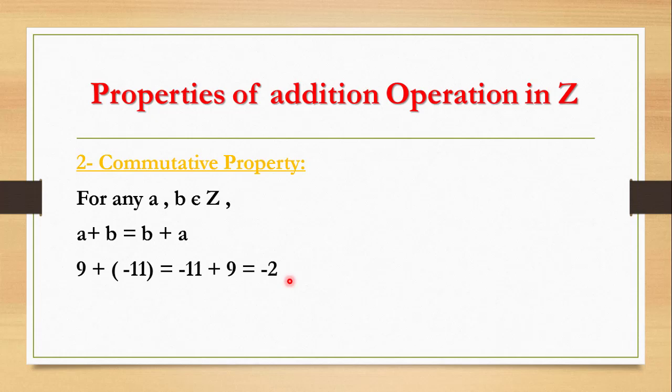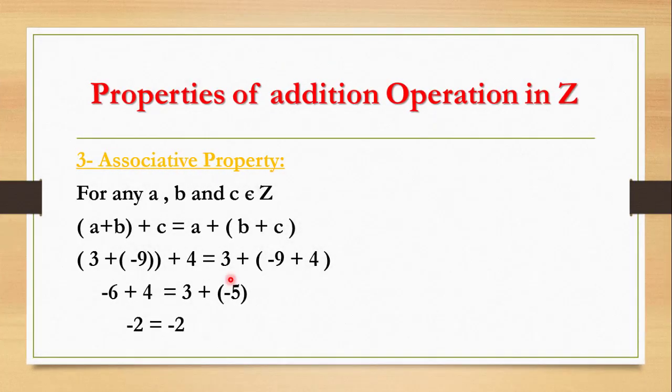The second property is the commutative property. Commutative property means if you have two numbers a and b, a plus b is the same as b plus a. Let's see, 9 plus negative 11. I'll take the sign of the greater, which is negative, then subtract, so the result will be negative 2. By the same way, negative 11 plus 9, take the sign of the greater, negative, and 11 minus 9 equals negative 2. So this is the commutative property.